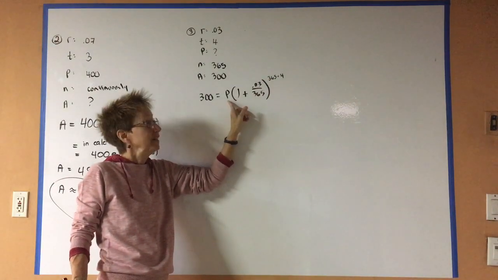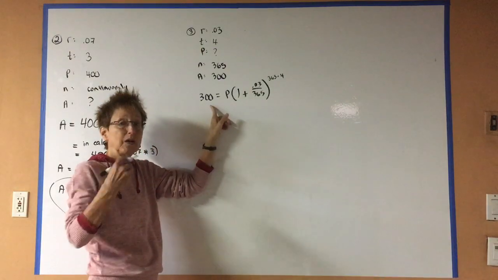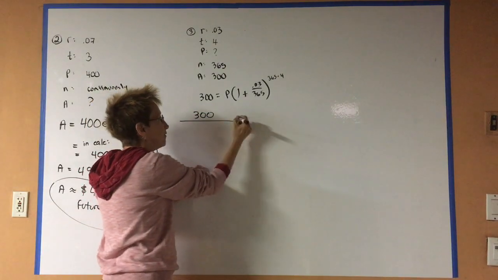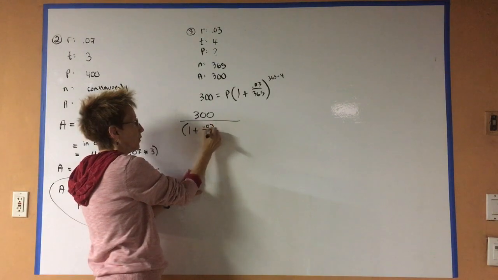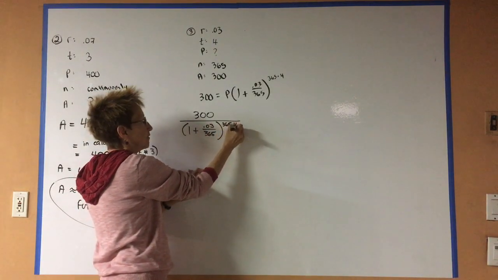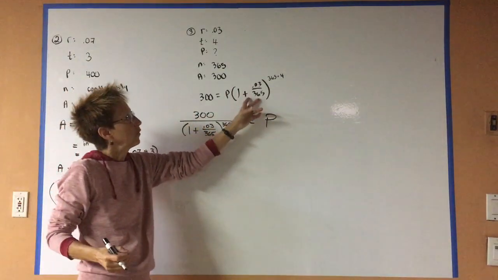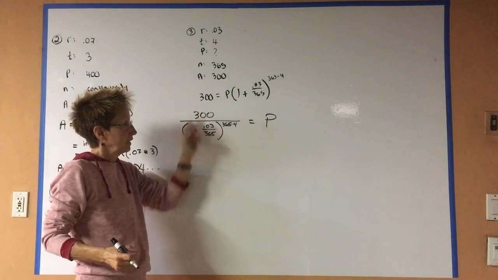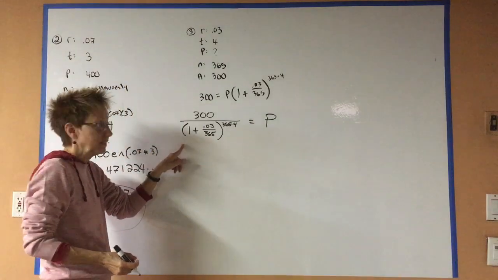You would have to divide by it, right? You'd have to divide 300 by it. So what I'm saying here is that if I take the 300 and I divide it by the answer to 1 plus 0.03 over 365, all raised to the power of 365 times 4, that will give me P. In other words, P is multiplying with that. So divide that side, you'll get P. Divide this side, and you'll get this crazy looking expression. This is what I need to put into my calculator.